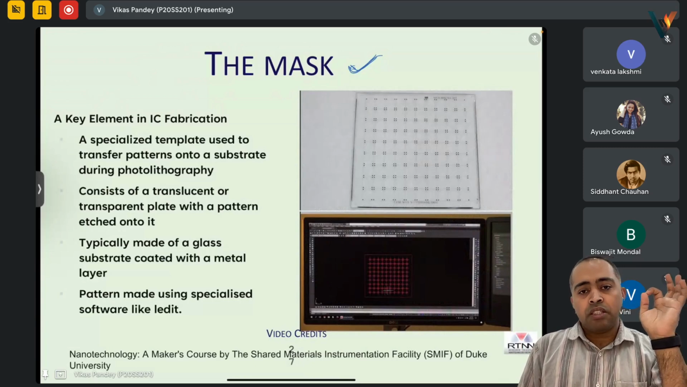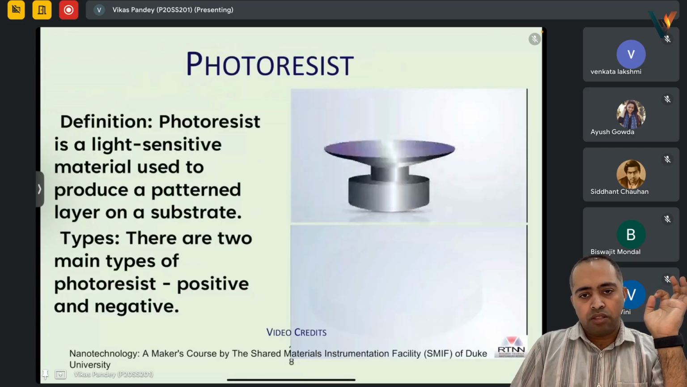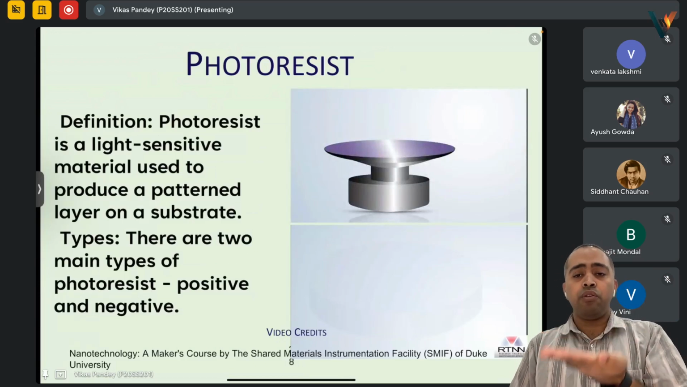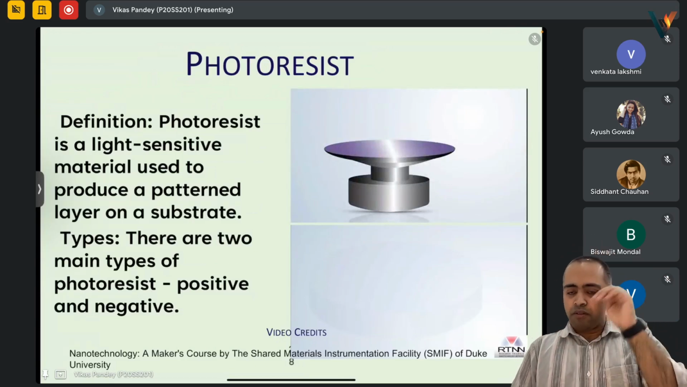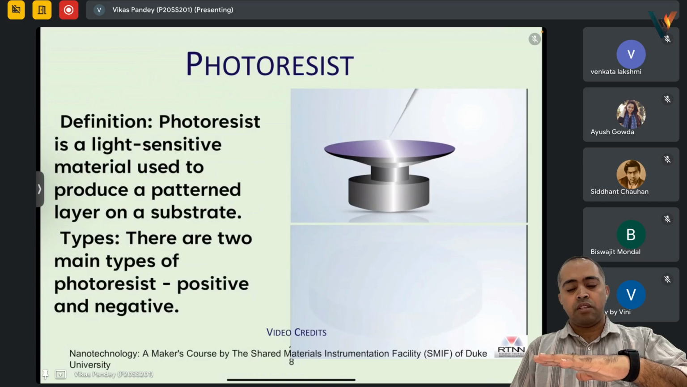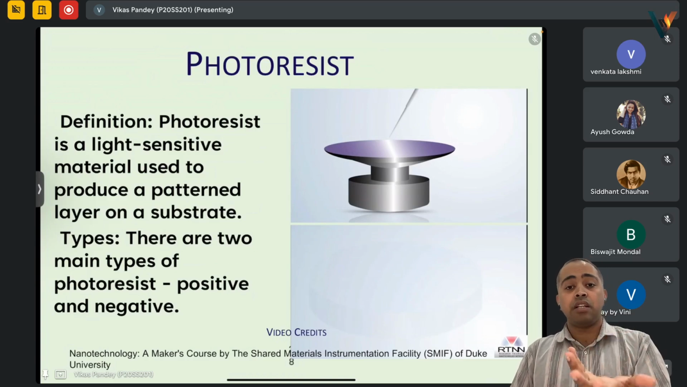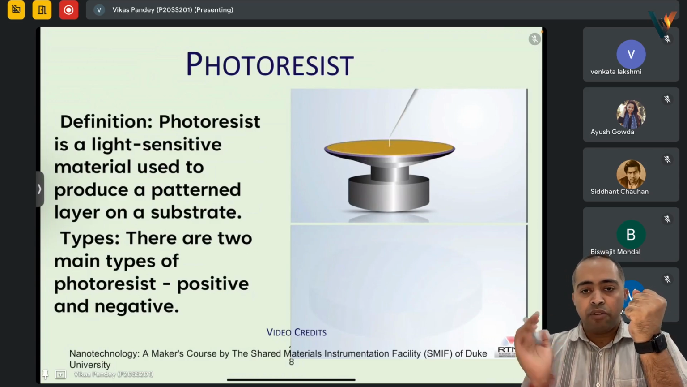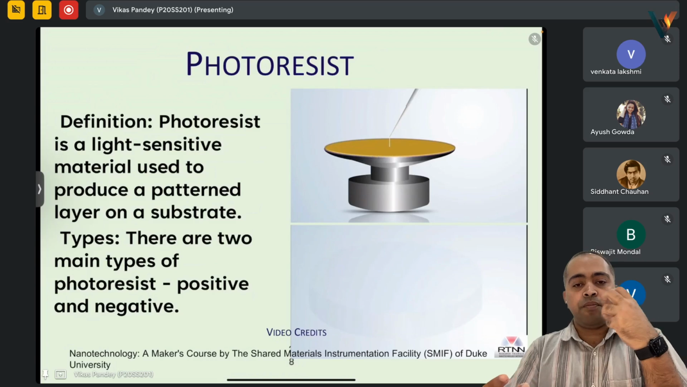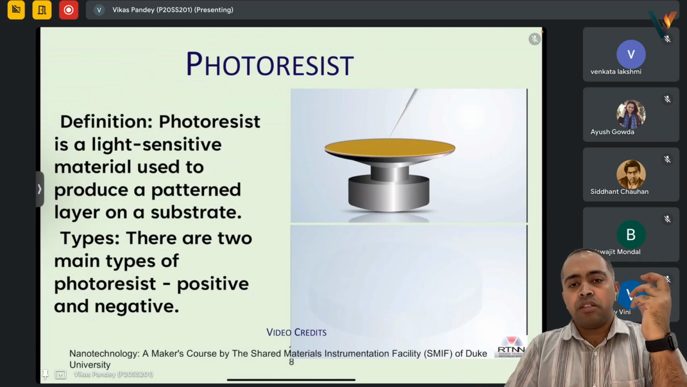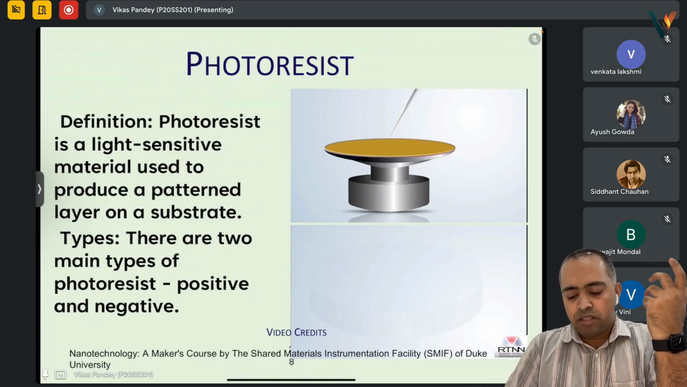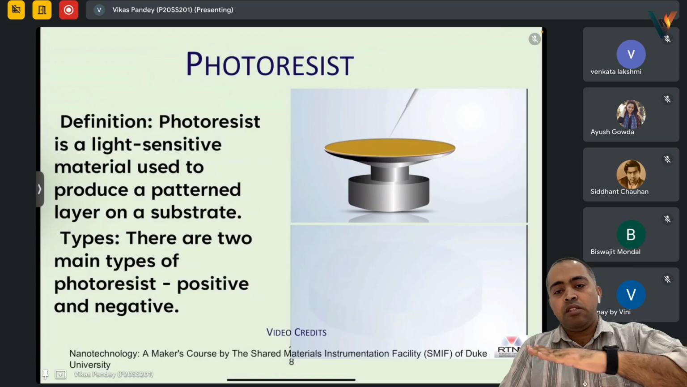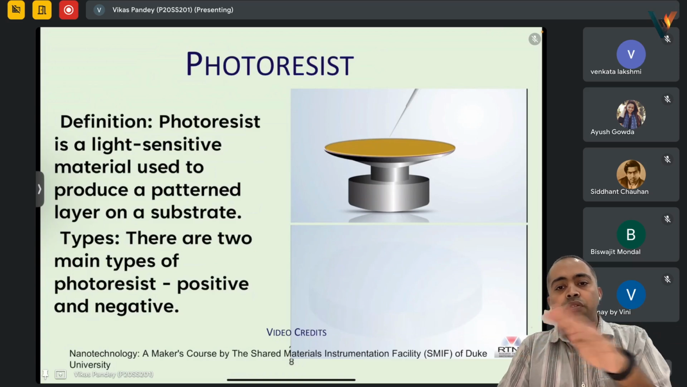So the first process is application of photoresist. We will put our wafer over a flat surface, a flat chuck, we say. Over it we will pour photoresist, and we will rotate this whole wafer at a very high speed, generally 3000, 4000 rpm, and then this photoresist will cover it uniformly.